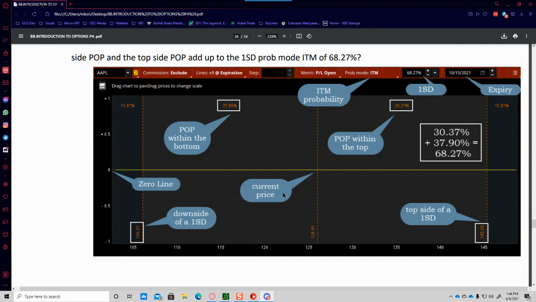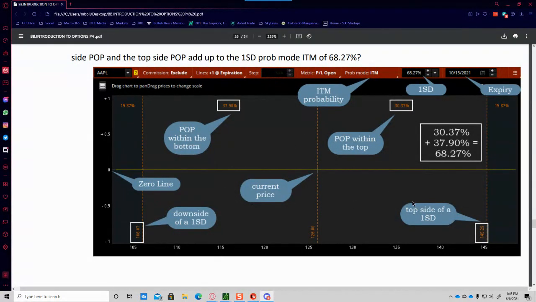Now notice it has a higher probability of hitting the downside than it does hitting the upside, right? They're not equal. These two numbers, when we add them together, come up to 68.27%. That's a 1 standard deviation within that gray area.